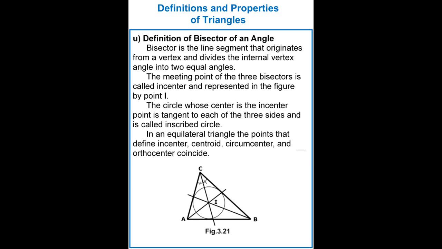The meeting point of the three bisectors of angle is called Incenter, and it is represented in figure 3.21 by point I. The circumference whose center is the incenter point is tangent to each of the three sides and is called inscribed circumference. In an equilateral triangle, the points that define incenter, centroid, circumcenter, and the orthocenter coincide.